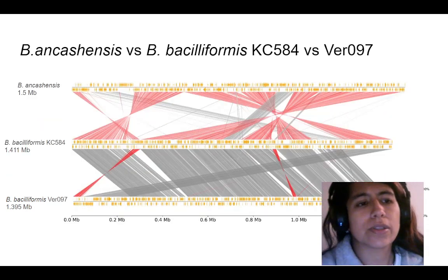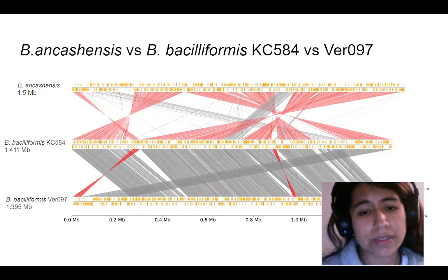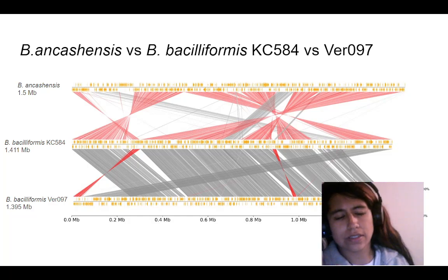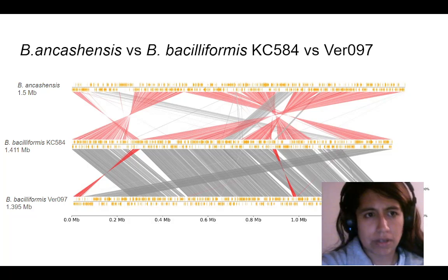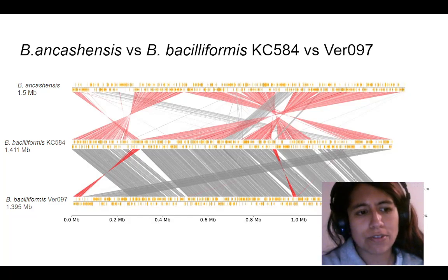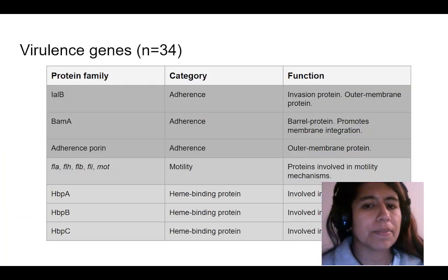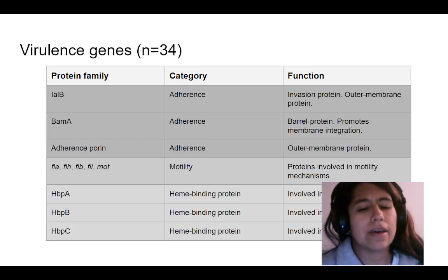This is also a comparison between Bartonella ancashensis, Bartonella bacilliformis KC584, and Bernoulli 97. What we can see here mainly is that we are talking about distinct alignments when it comes to what we've seen in Bartonella ancashensis compared to the main Bartonella bacilliformis strain, and also what we see with the Bartonella bacilliformis strain compared to the Bernoulli 97. It's all the fine fibers I was mentioning earlier. We have also done a functional comparison, mainly based on virulence genes.